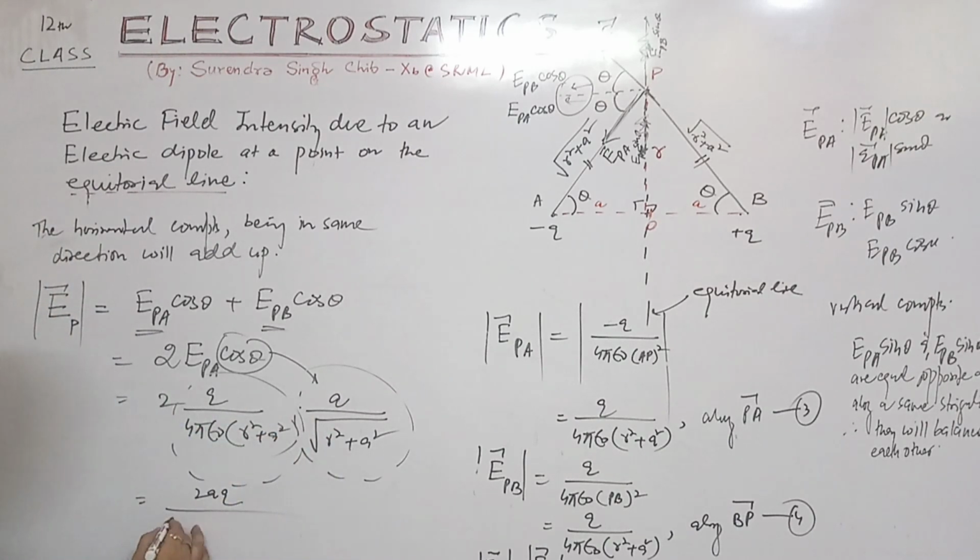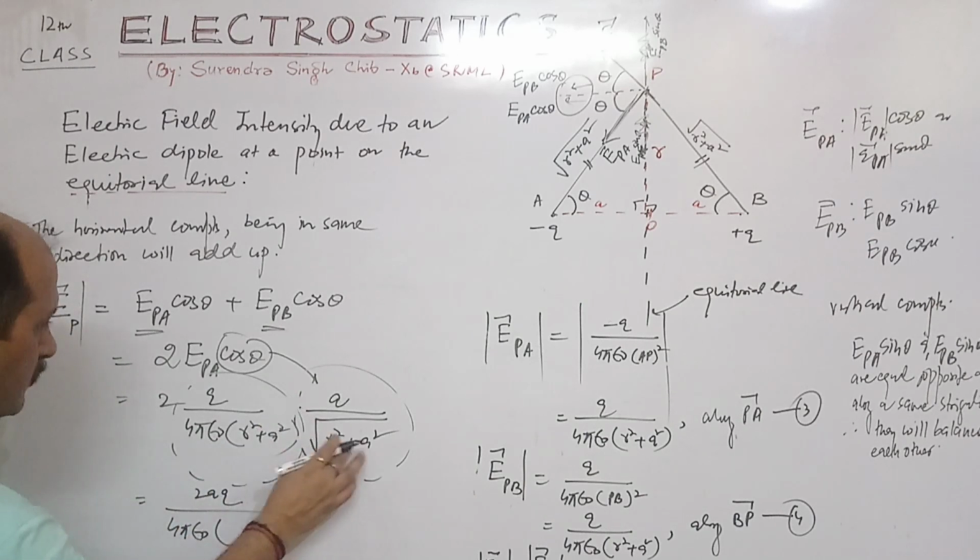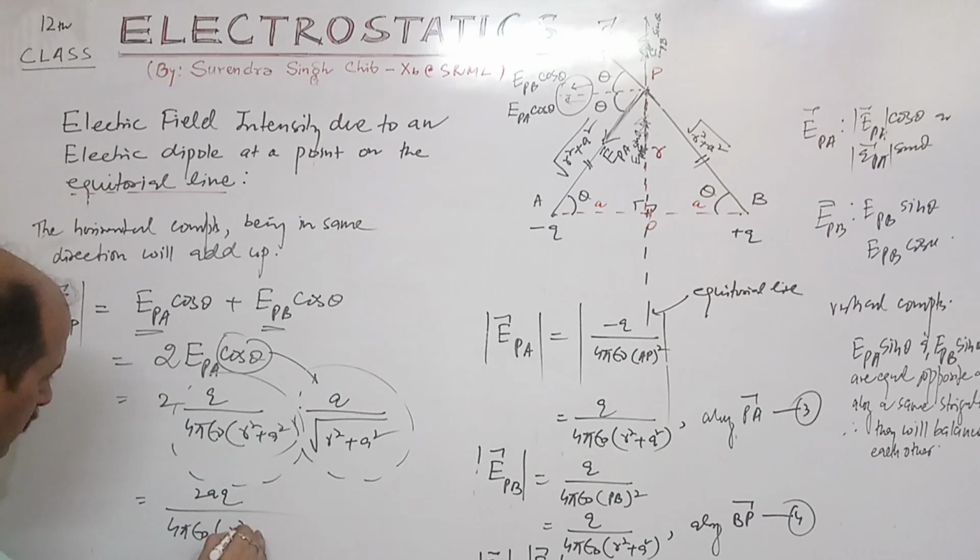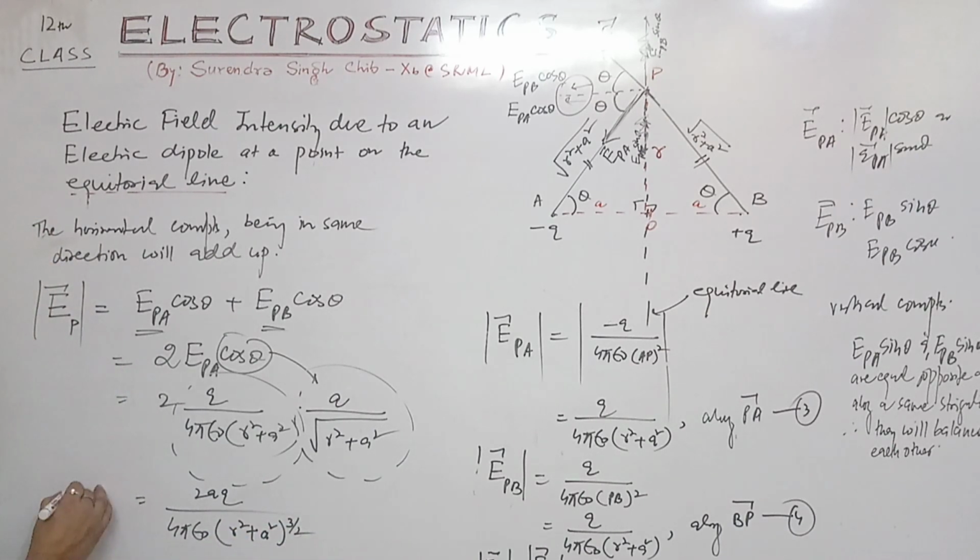2a cube over 4 pi epsilon naught times r square plus a square to the power 1 by 2, which makes it r square plus a square to the power 3 by 2. This is the magnitude of E vector, I'm writing equatorial.